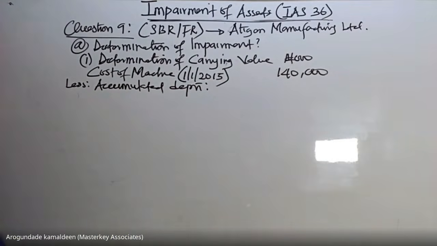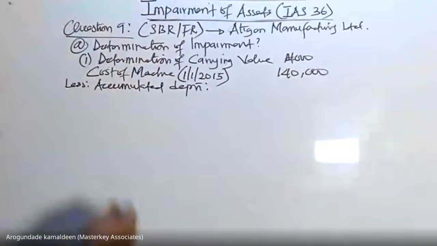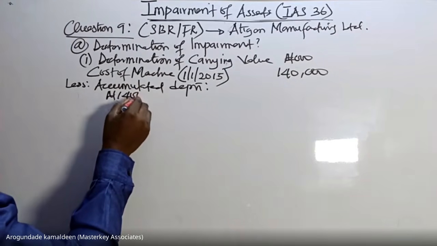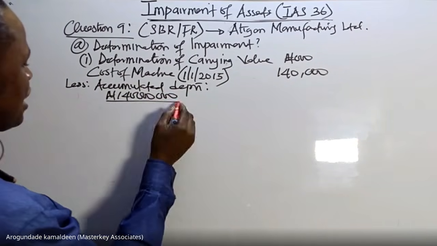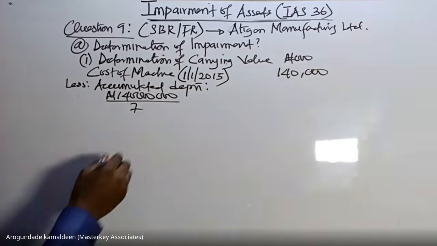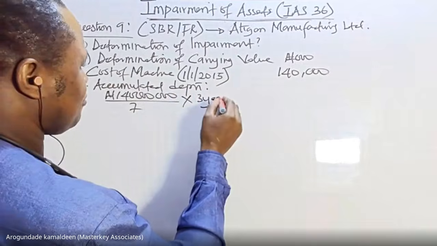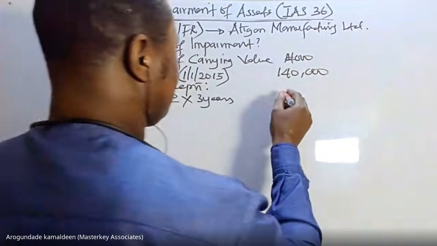So now, let's do the total depreciation. We have the 140 million. It has 7 years life. So times the 3 years. That'll be 60.